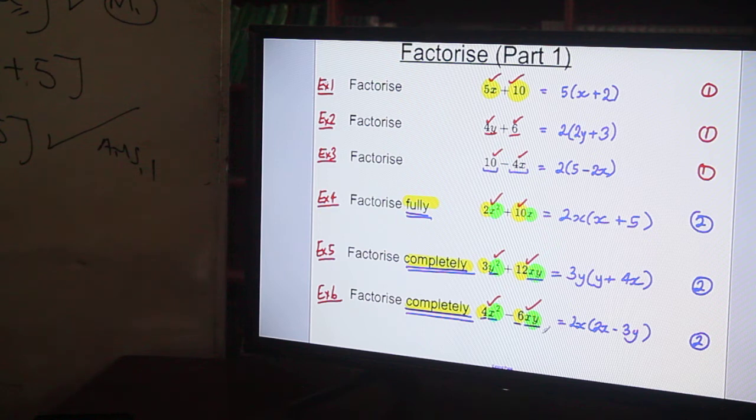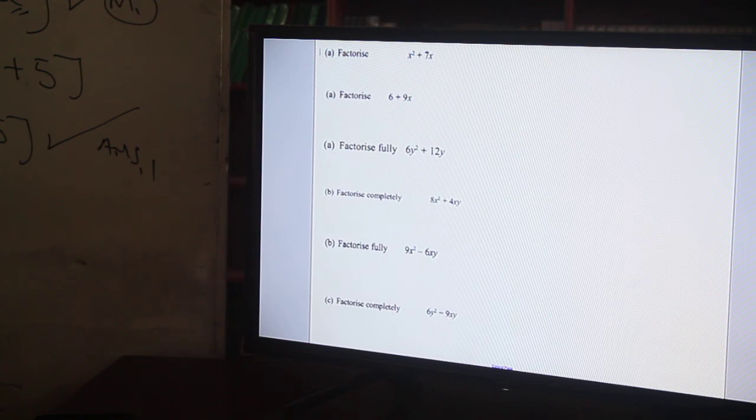And we're done for those examples. So that should be on your revision card. Now have a go at these exam questions, pause the video, and I'll go through the answers in 10 seconds.